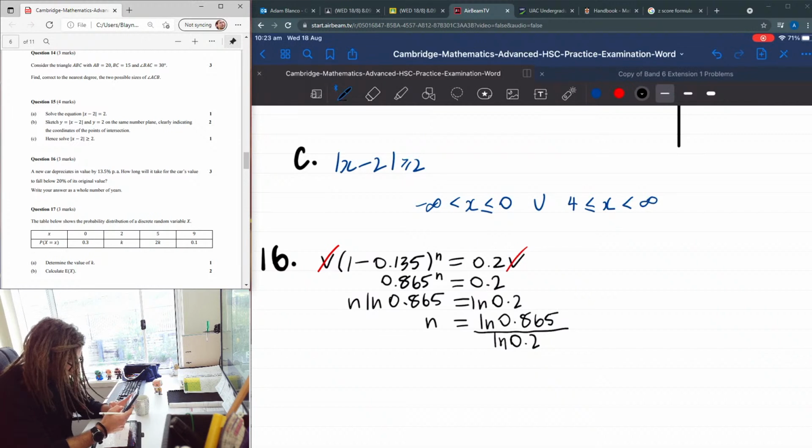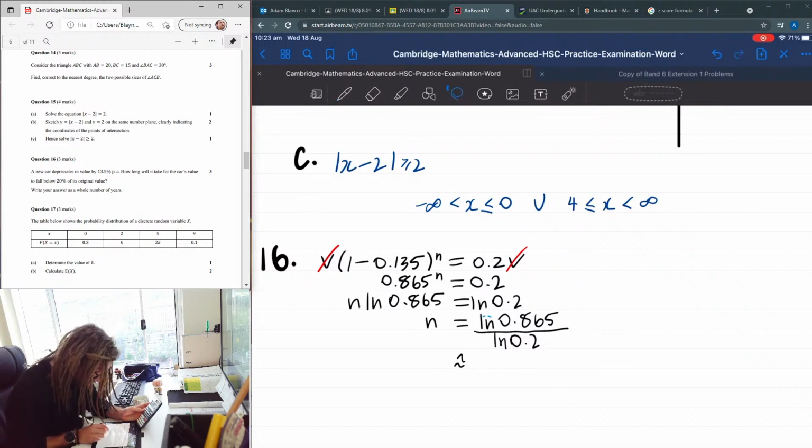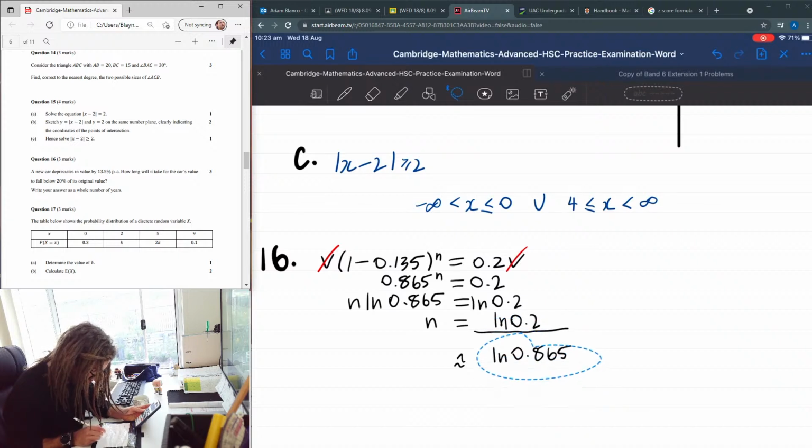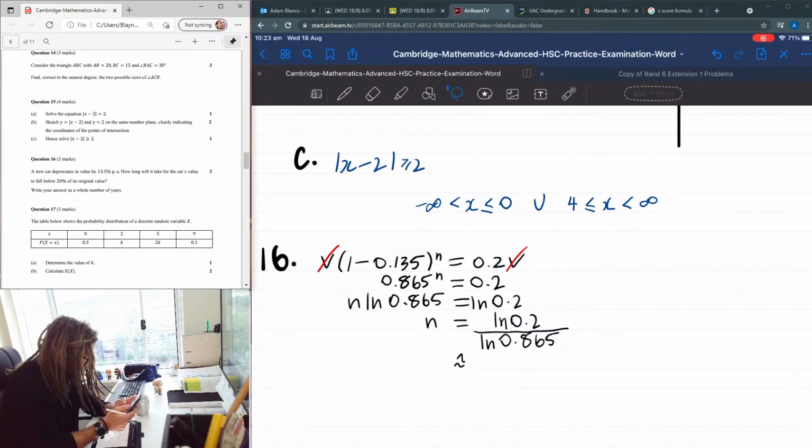Ln. I just wrote log. Oh, it doesn't matter, does it? Log 0.2. I feel like that's not quite right. What have I done? I've written this upside down. That doesn't seem right. That would be why. 0.865. That seems better.